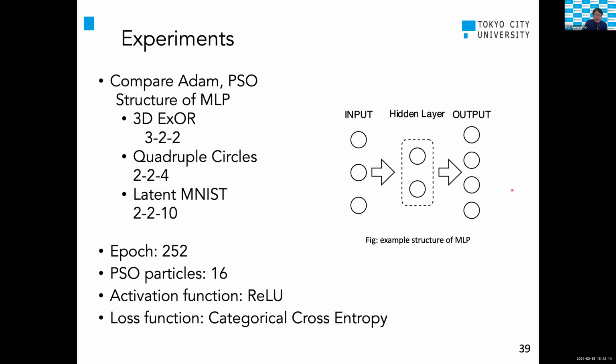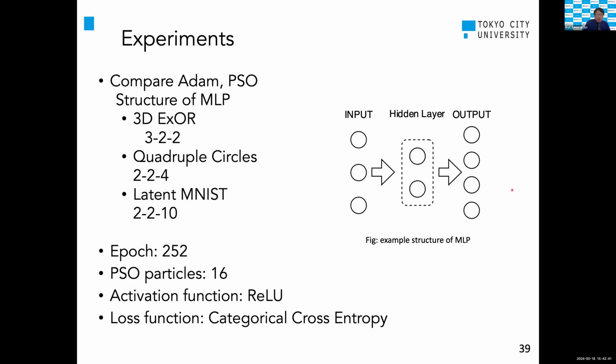In the experiments, we compared the result of using a gradient method called ADAM, which is based on the gradient information of the loss function, with those of using PSO, which does not utilize gradient information of the loss function.